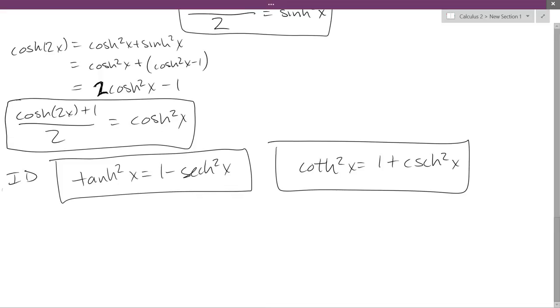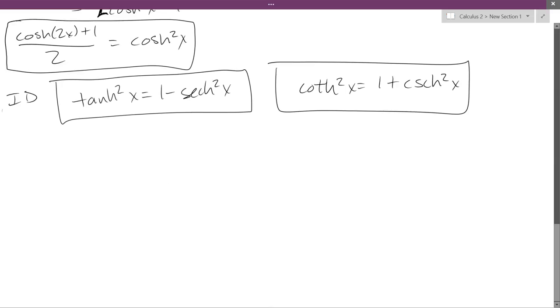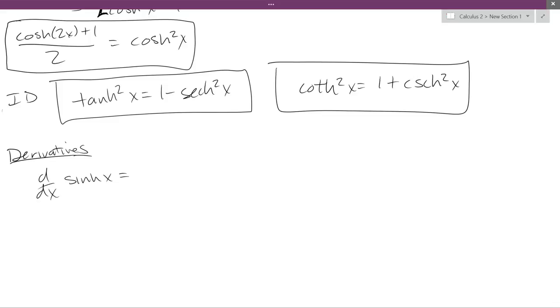All right, we are ready for some derivatives. We haven't done any calculus yet on hyperbolic trig functions. All right, take a wild guess at what the derivative of sinh would be. Cosh. All right. But not everything is what we want. Might be. So we're going to take the derivative. How do we take the derivative of this?